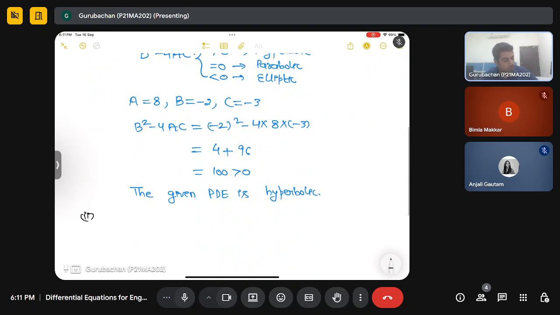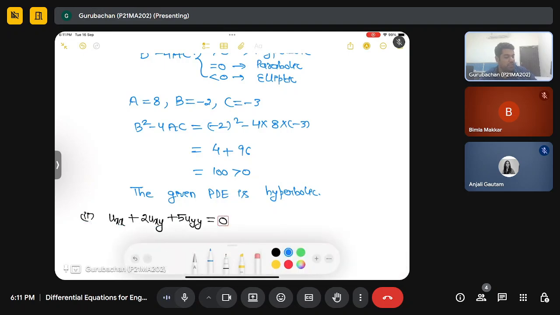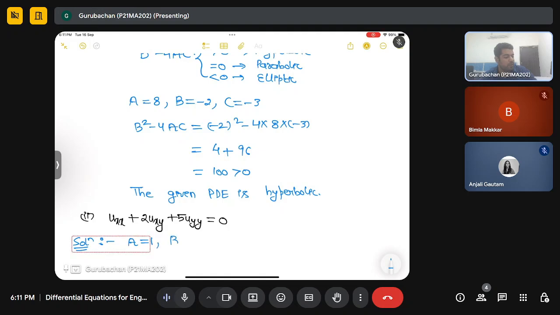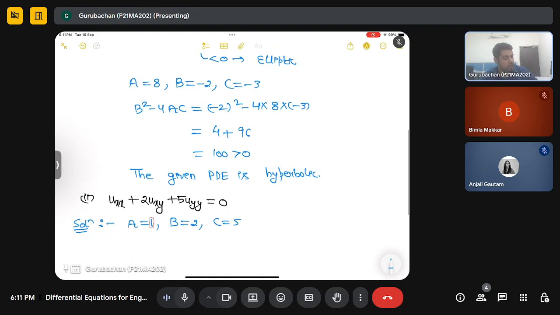So next one is uxx plus 2 times uxy plus 5 uyy is 0. So we need to classify this PDE. Again, we see here A is 1, B is 2, and C is 5. Now you have to calculate B square minus 4AC, and then decide its sign, and then you can classify it as hyperbolic, parabolic, or elliptic. Try this one.